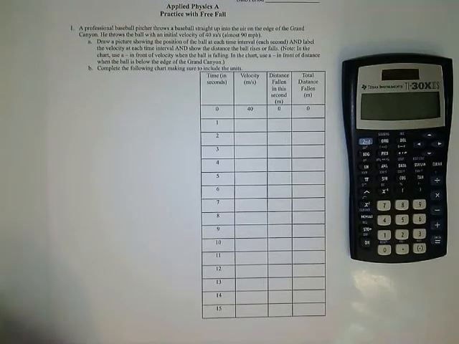So number 1 says a professional baseball pitcher throws a baseball straight up into the air on the edge of the Grand Canyon. He throws the ball with an initial velocity of 40 meters per second, which is almost 90 miles per hour. Letter A, draw a picture showing the position of the ball at each time interval, each second, and label the velocity at each time interval, and show the distance the ball rises or falls. Note, in this chart, use a negative in front of the velocity when the ball is falling. In the chart, use a negative in front of distance when the ball is below the edge of the Grand Canyon.